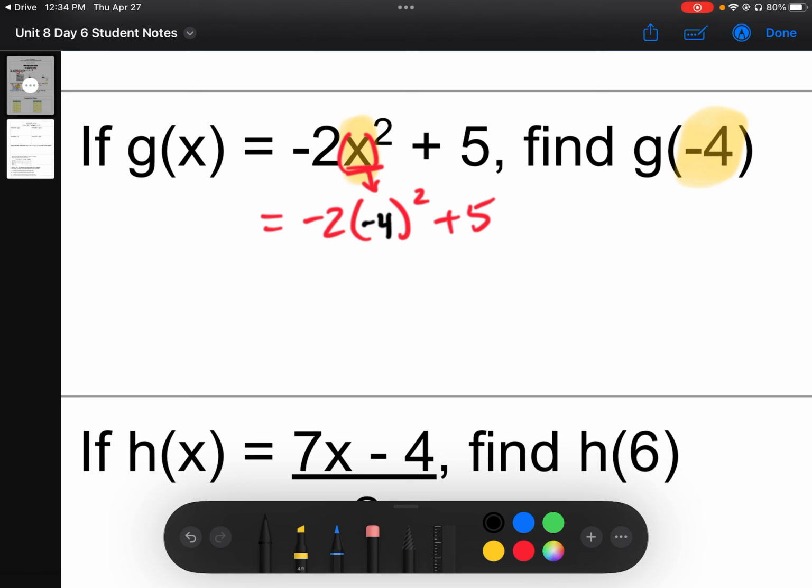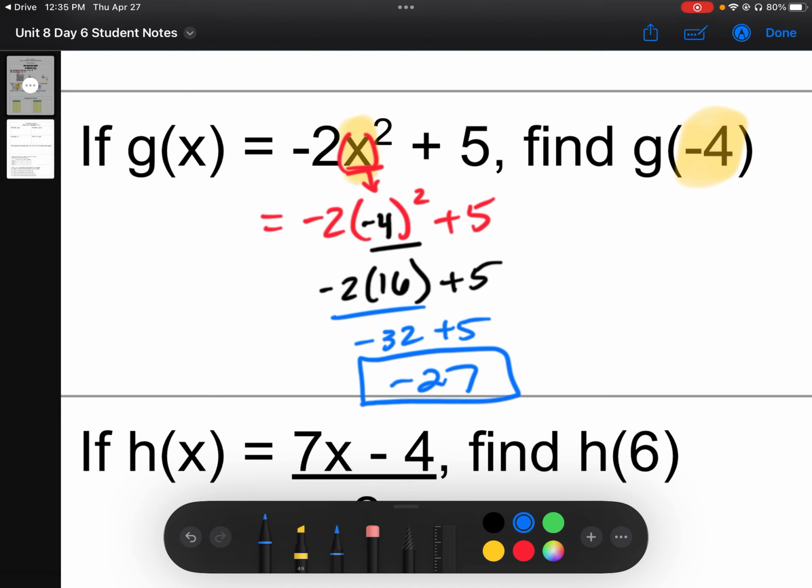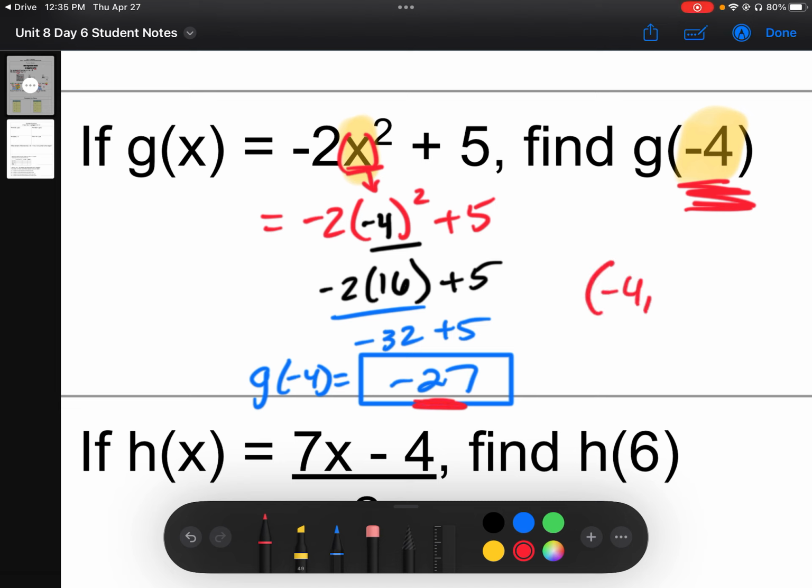Okay, or do you use your order of operations? Negative 4 squared. That's negative 4 times negative 4. You must use parentheses in your calculator. That's negative 16. Okay, then I do negative 2 times negative 16, negative 32 plus 5, negative 27. Negative 27 is my answer. Or in function notation, g of negative 4 equals negative 27. For the input of negative 4, my output was negative 27. This is an ordered pair. Negative 4, negative 27.